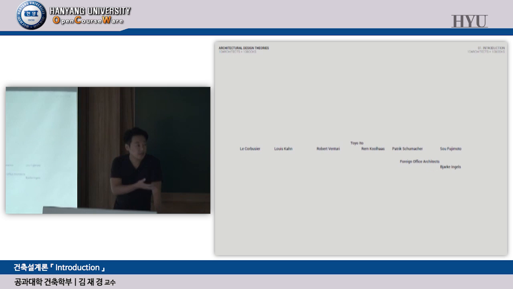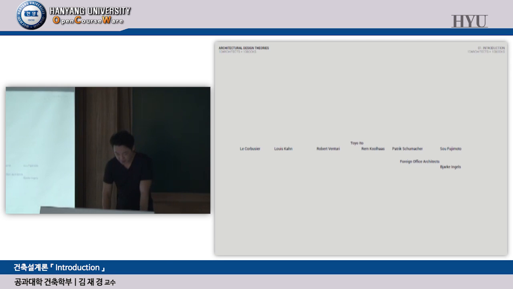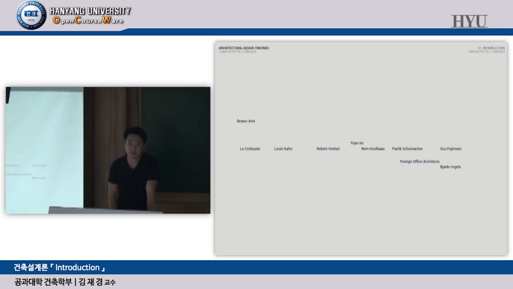I selected these guys just by myself. I didn't have any logic about this selection, but after selecting them, I found some kind of relationship. That was very interesting. So let's see the diagrams. That's why I made this diagram. And you know Beaux-Arts, right? Beaux-Arts is the French educational system. I think it was in the 18th century. I'm not sure.